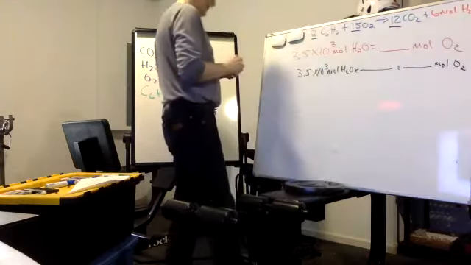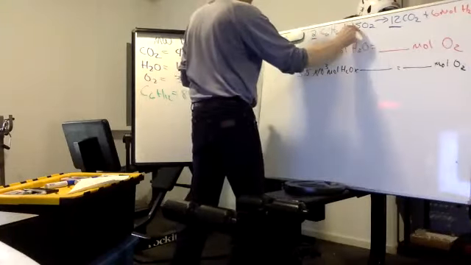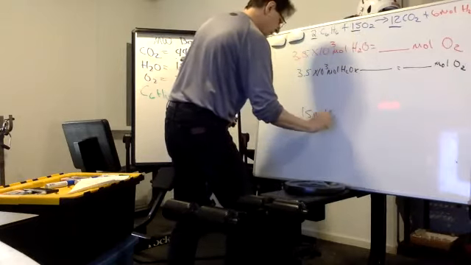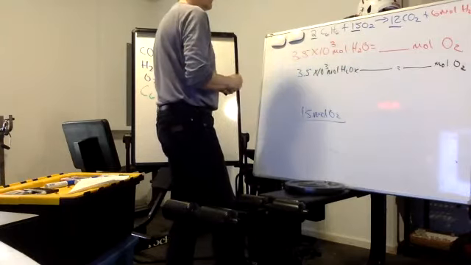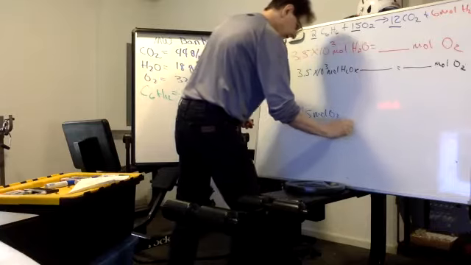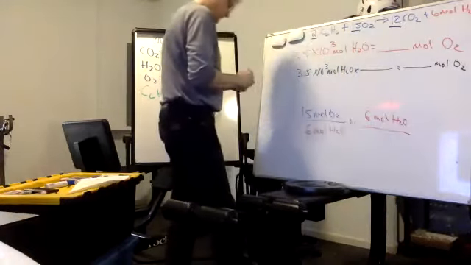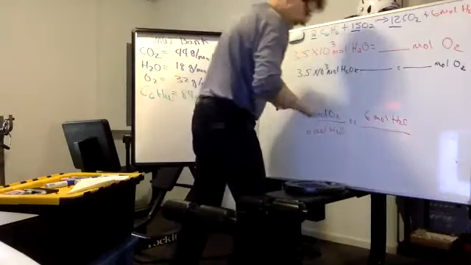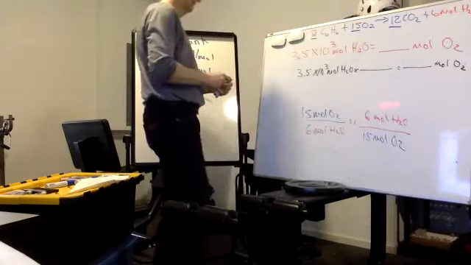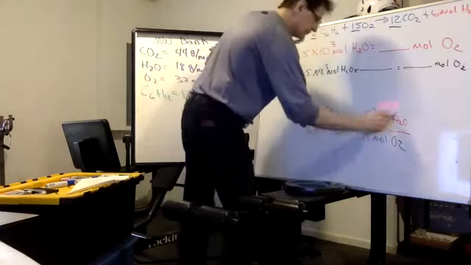All right, let's take a look at some conversion factors. We need 15 over the 6. Or we need the 6 over the 15. So we're adding a mole of O2. I need option A.